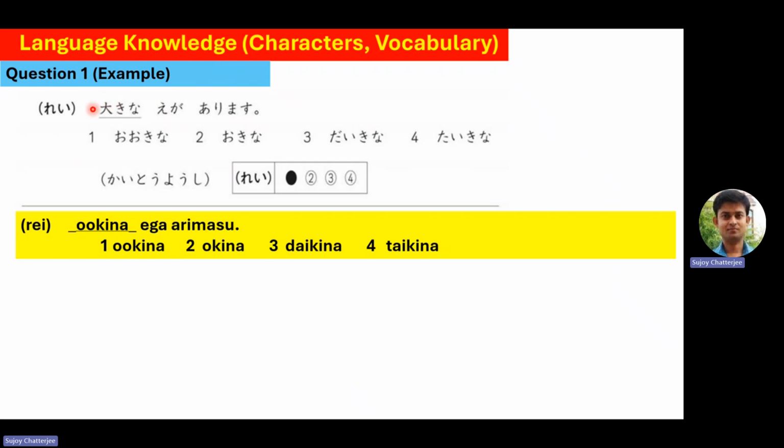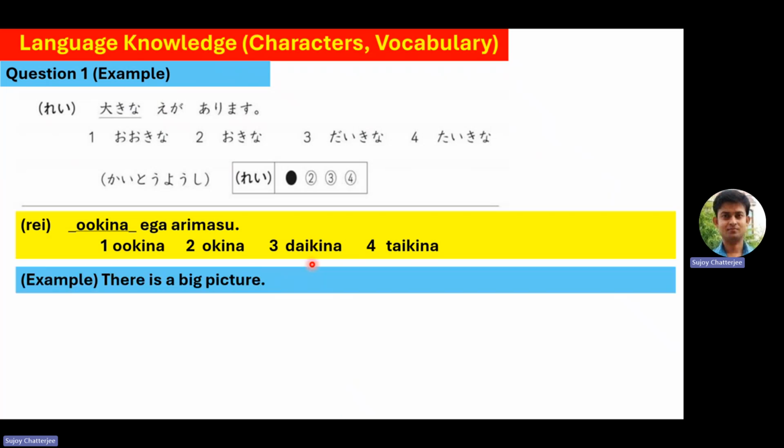Okina. You already know this is the kanji for big. So it may be dai, it may be o. So you don't know. So depending on the situation, you have to select the correct reading. See here it's given okina, okina, daikina, daikina. So most likely okina and daikina are the closest possibilities, and out of these two, one will be the answer.